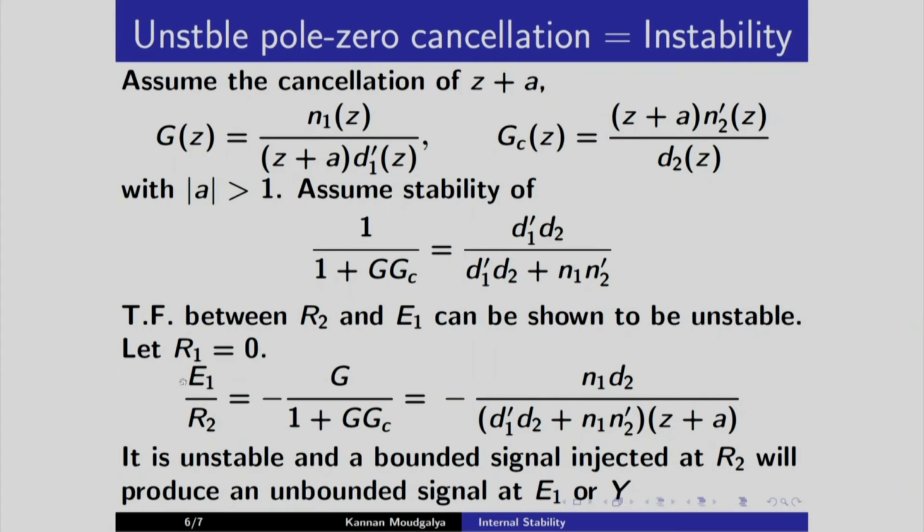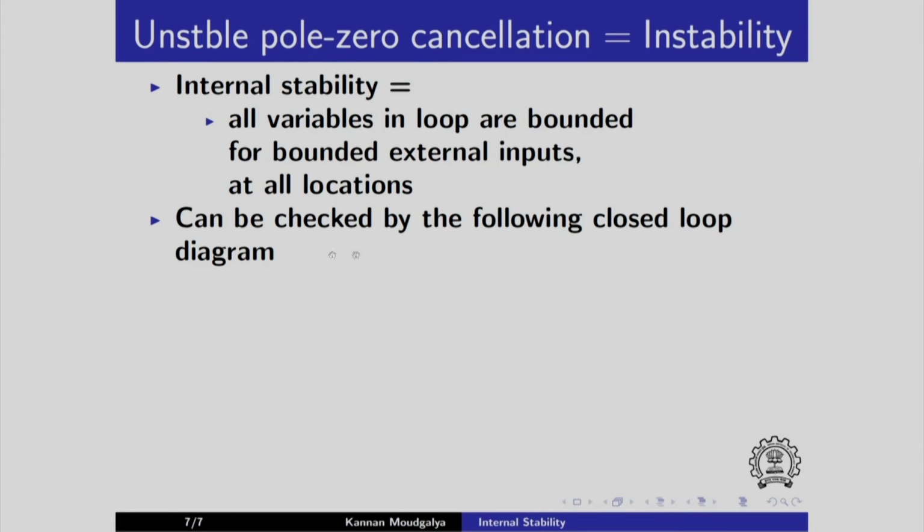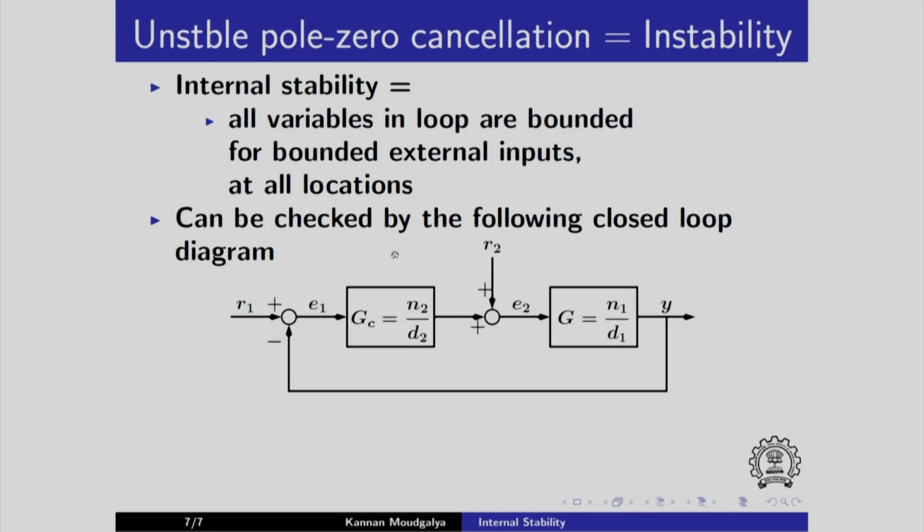So what we have shown is, if you try to cancel an unstable pole with a 0 at the same location, at least one of the transfer functions will become unstable. Internal stability is the same as all variables in the loop being bounded for bounded external inputs at all locations. It can be checked by the closed loop diagram as we did earlier.